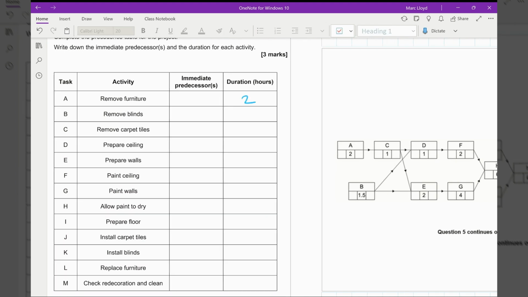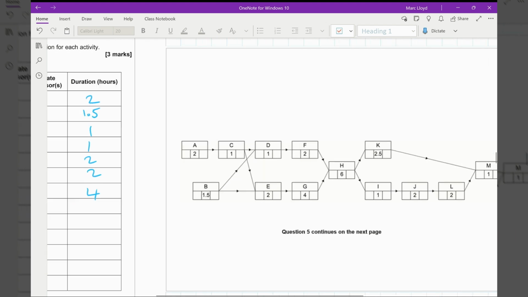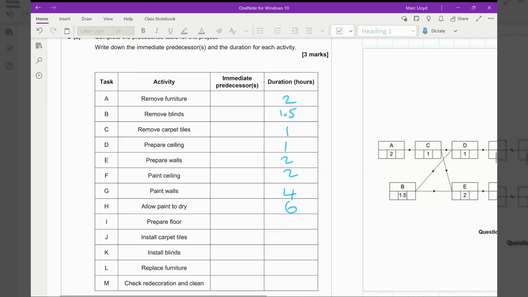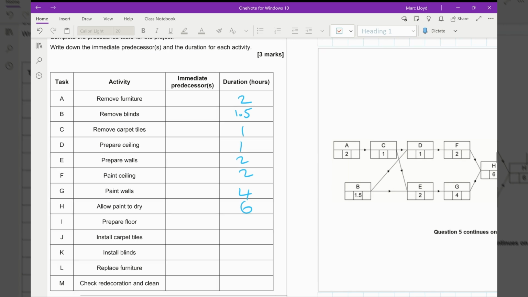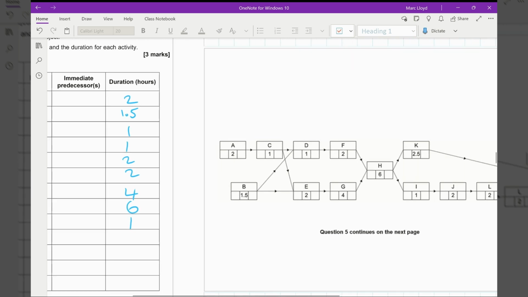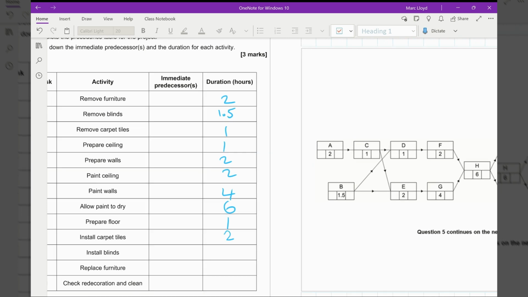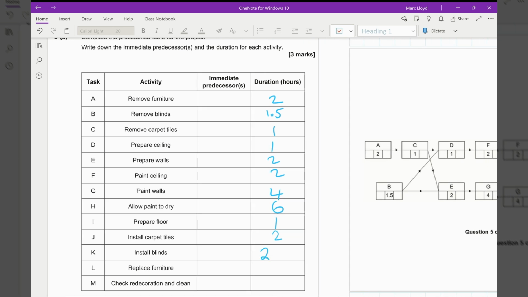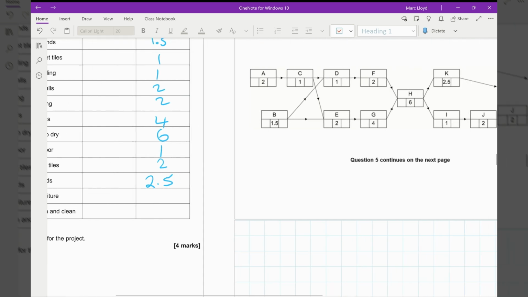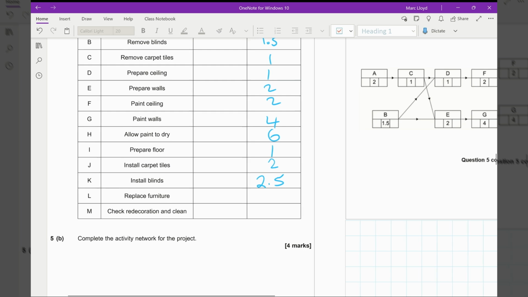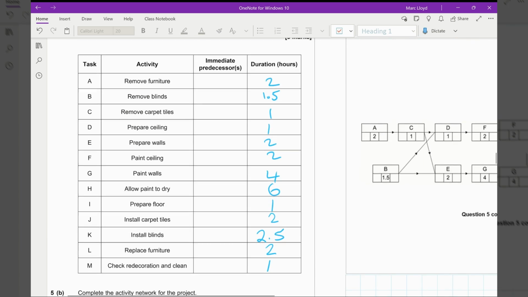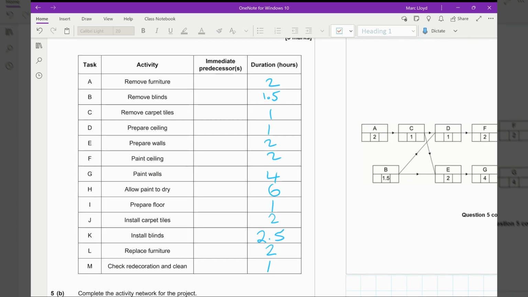So we've got 2, B is worth 1.5, C is 1, D is 1, E is 2, 2, 4. And if you're asking where I'm getting these numbers from, I am just reading them. So I is worth 1, J is 2, K 2.5, L and M 2 and 1. All right, so that's probably 1 mark. The predecessor is likely to be worth 2 marks or 1 mark, and you get 1 mark for everything correct.